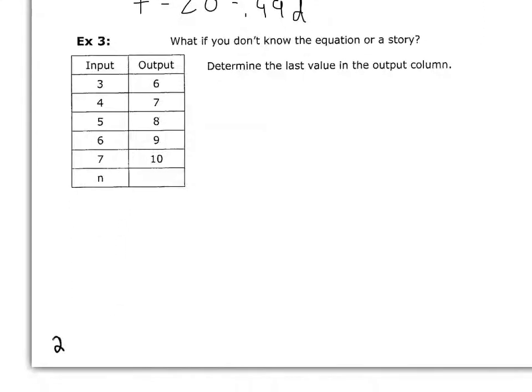Okay, let's take a look at a measure. Okay, sometimes they're going to give you a table that doesn't give you a scenario. They're just going to give you some numbers, and you're going to have to figure out what comes next at the end of the table. Okay, so your input, the first one is 3, and your output is 6. Okay, that's a difference of adding 3.